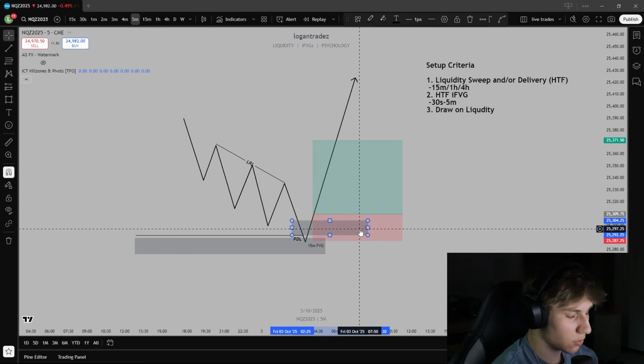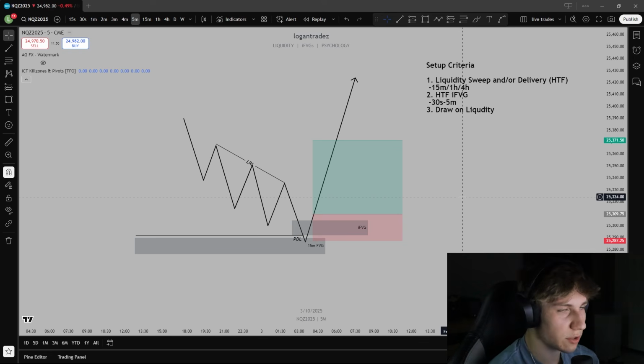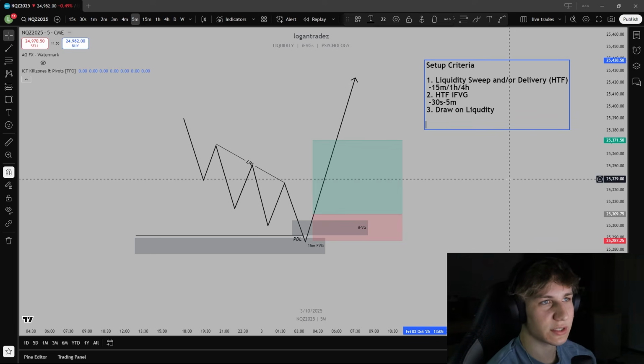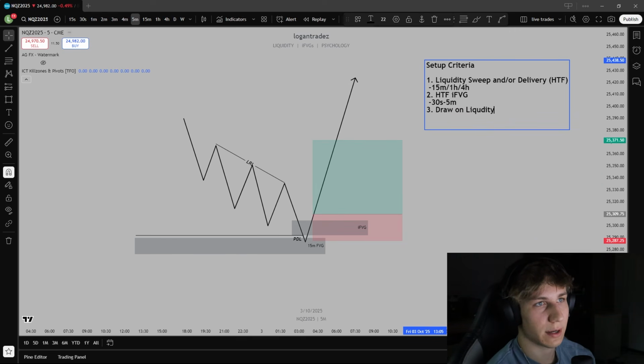One of the main differences compared to how I traded before is that you always enter on the highest time frame inversion. That is one of the biggest things, right? You need your draw on liquidity, all this stuff. This is all the stuff you need for a setup, right? You need all this, right?